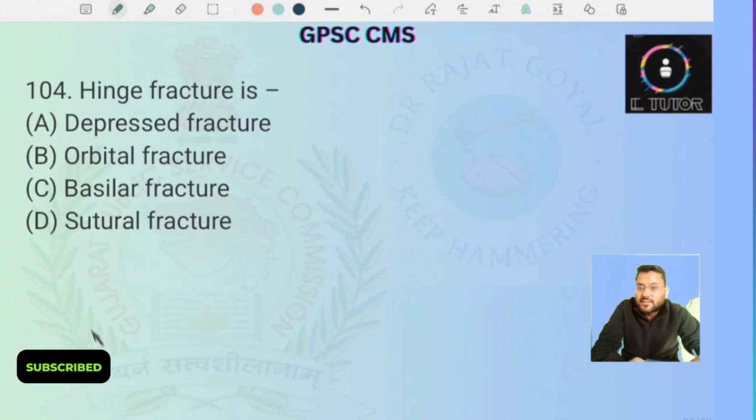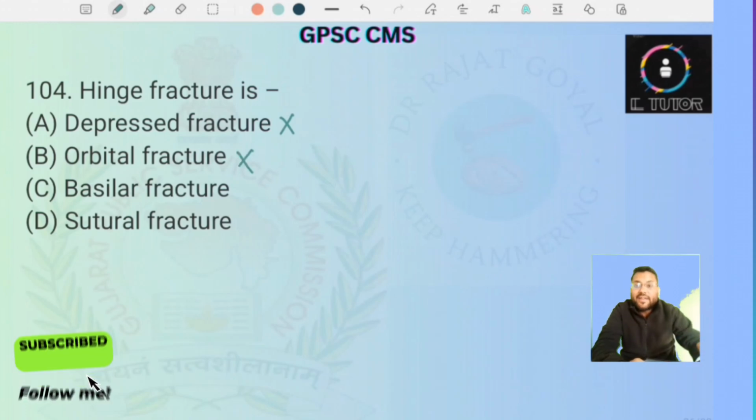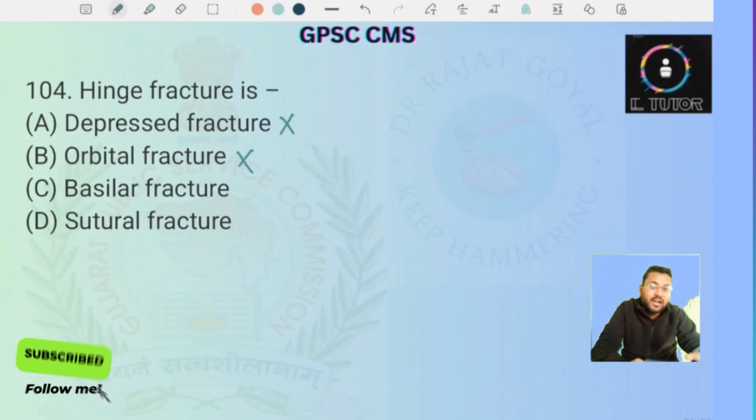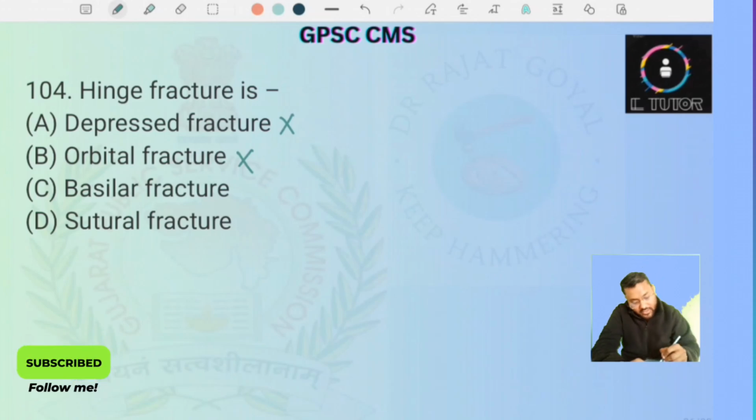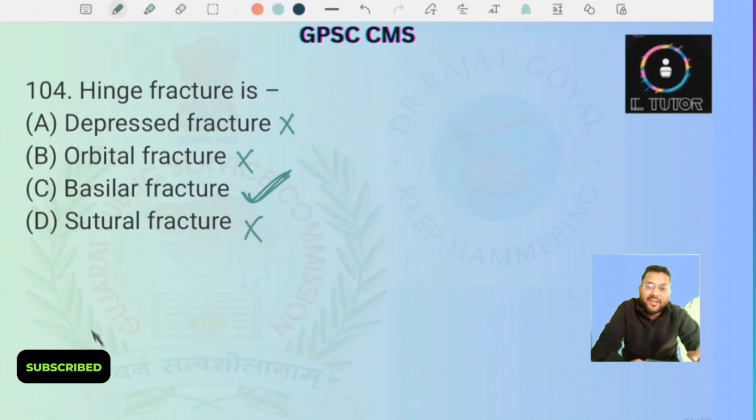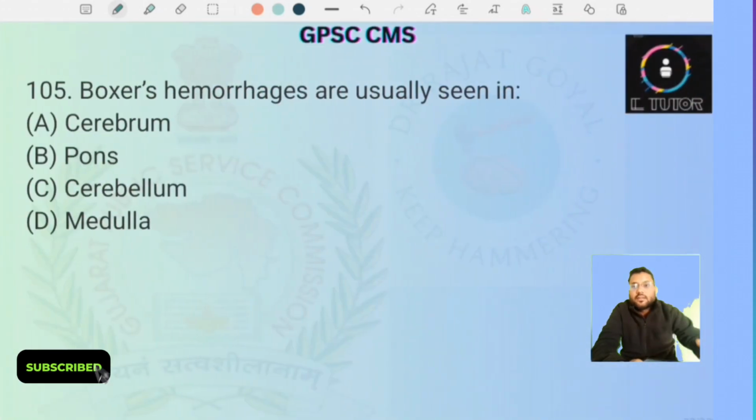Hinge fracture: A, depressed fracture, no. Orbital fracture, no. Basilar fracture, yes. When there is a skull base fracture, then it is a kind of hinge fracture. So here the answer will be basilar fracture. Then sutural fracture, no. So the correct answer is basilar fracture, option C.